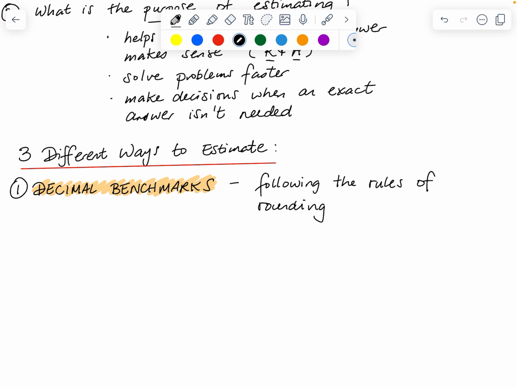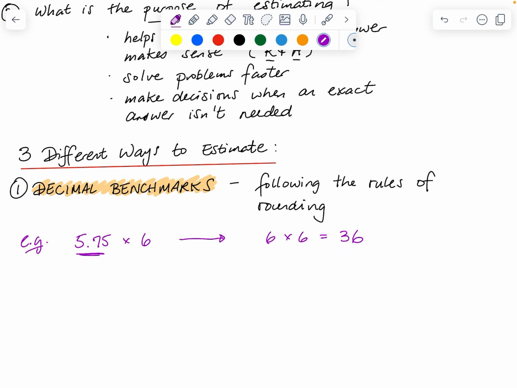So with decimal benchmarks, for example, and we're dealing with decimals now. So say you had 5 and 75 hundredths times 6. Well, if you were to use decimal benchmarks, you're following the rules of rounding. You're not actually multiplying 5 and 75 hundredths times 6. And you want to estimate first before you calculate. So you're going to take the decimal and you're going to round it to the nearest whole number. So that's what I mean by following the rules of rounding. It's going to be 6. So 5.75 rounds to 6 times 6, which equals 36.